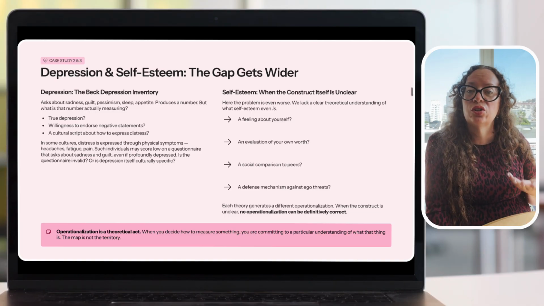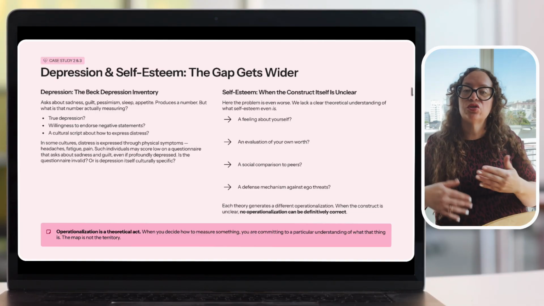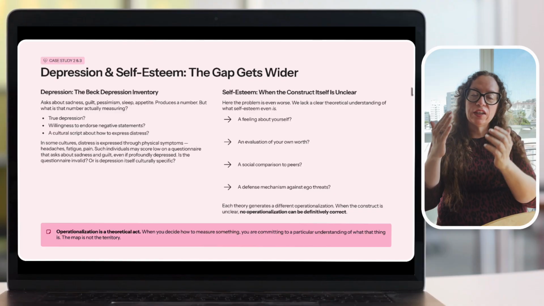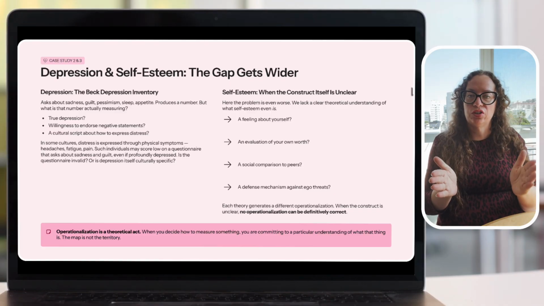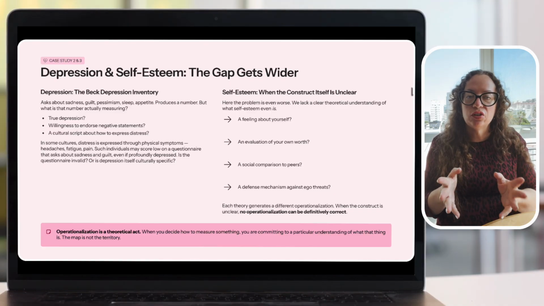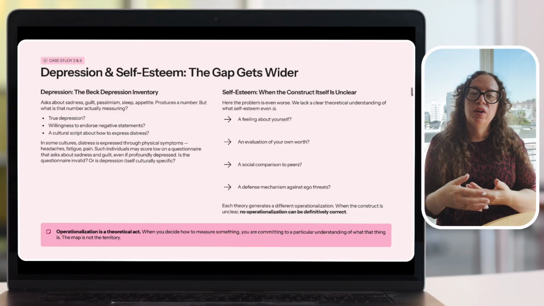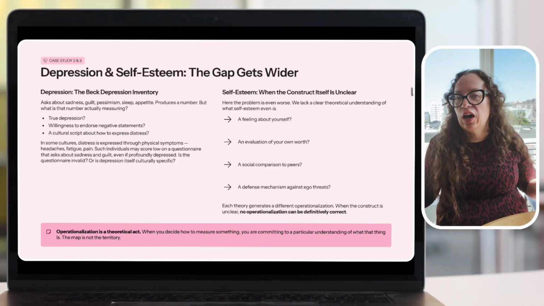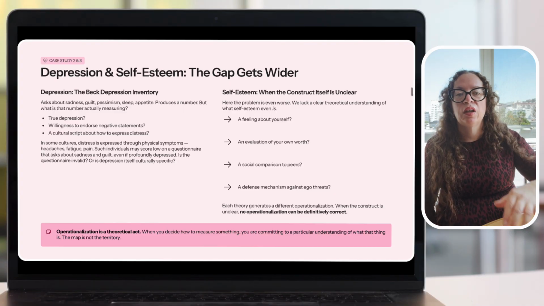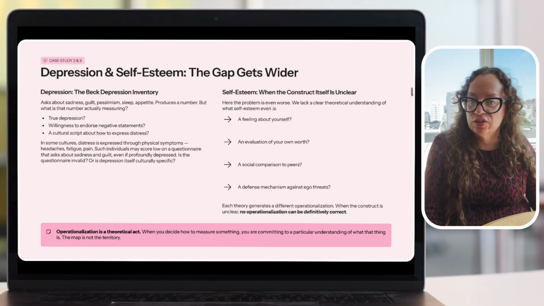Or is the very concept of depression culturally specific and not universal? These are hard questions. They don't have easy answers, and they illustrate the fundamental problem. There's a gap between construct and operationalization, and it's not just a technical issue to be solved. It's a deep uncertainty that we have to live with.